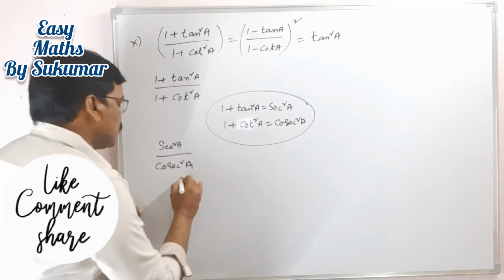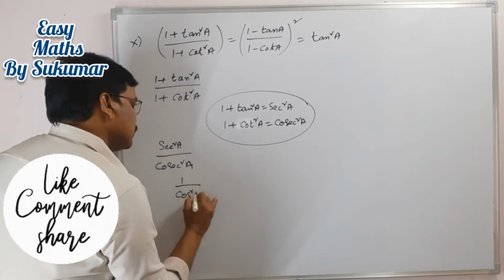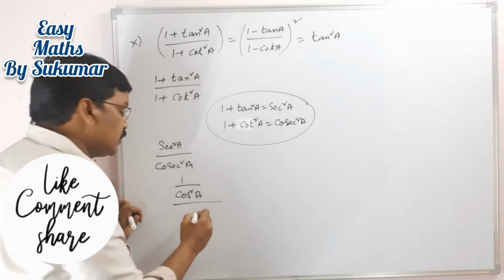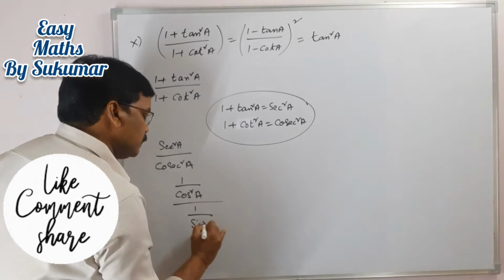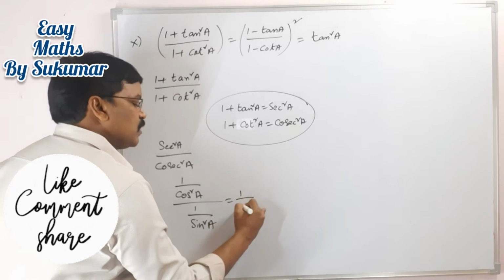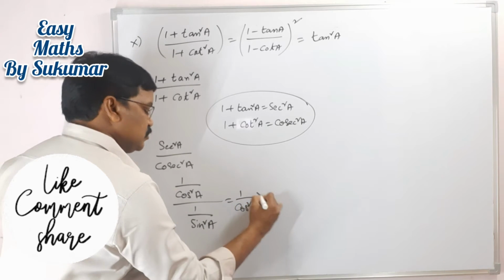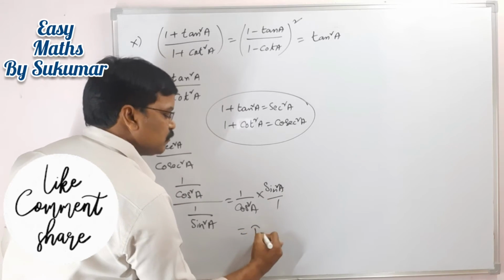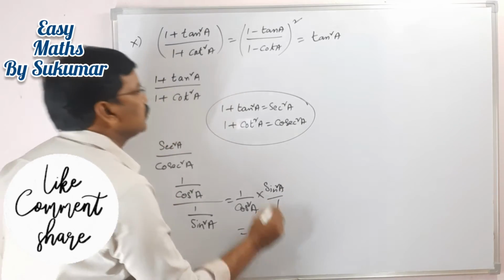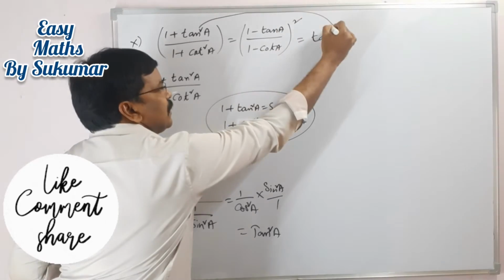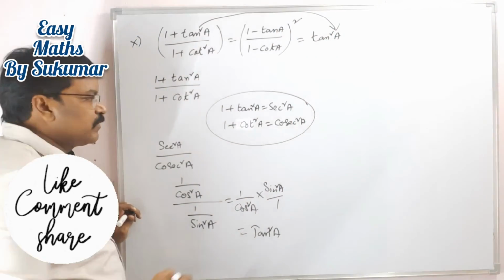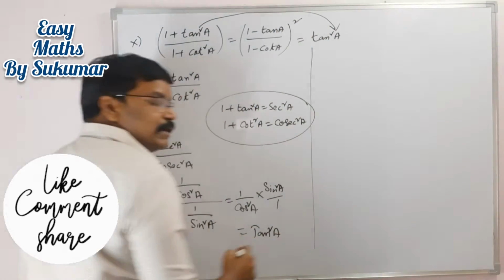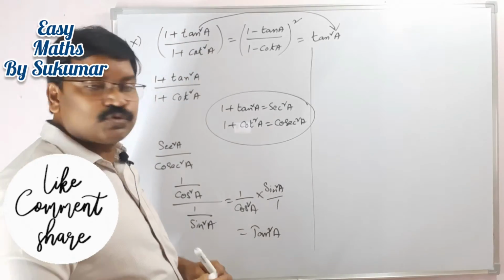Secant square a means what? 1 by cos square a. Cosecant square a means 1 by sin square a. So, this is equal to 1 by cos square a times sin square a by 1. So, this is equal to tan square a. Similarly, we take the middle one and we prove it is equal to tan square a.